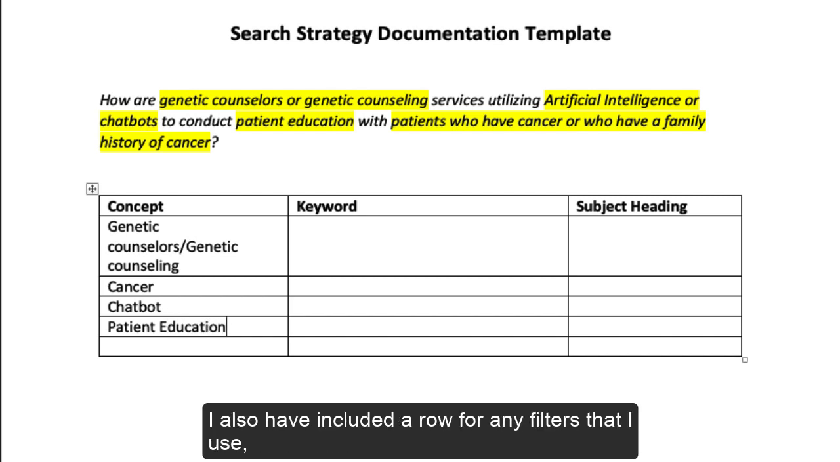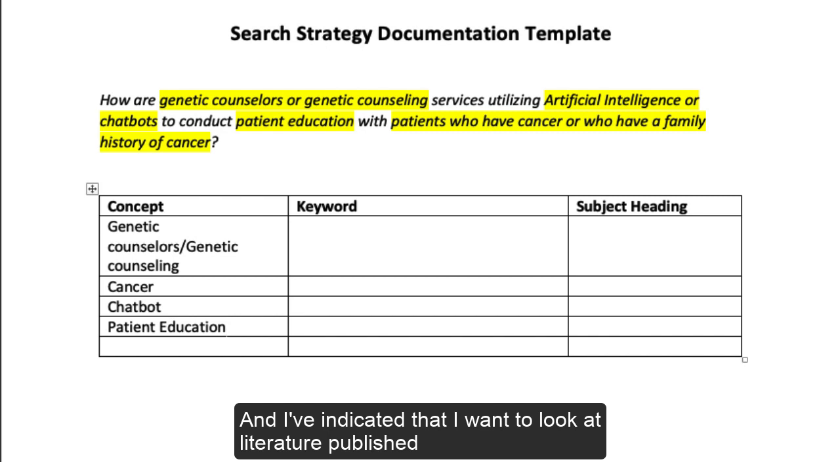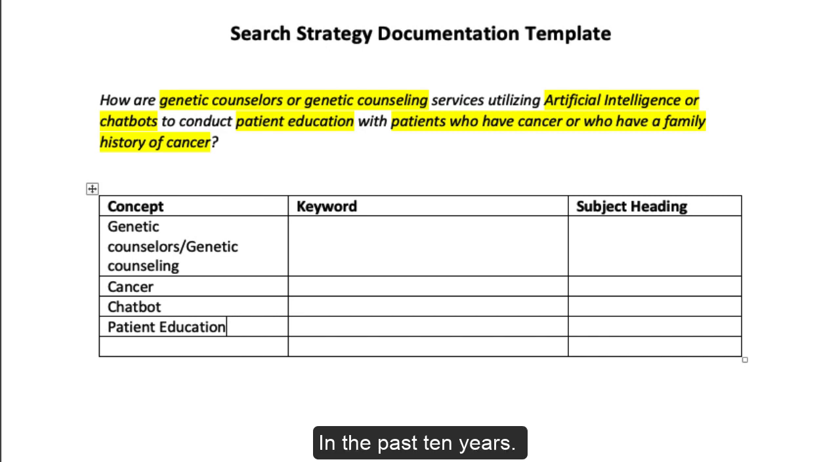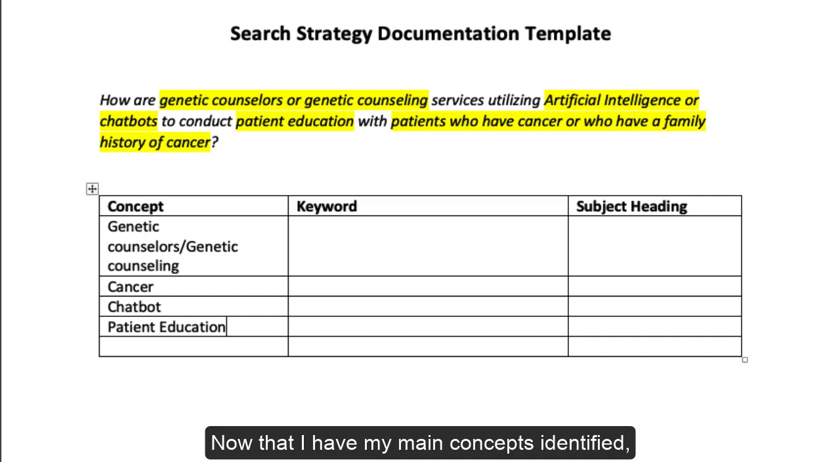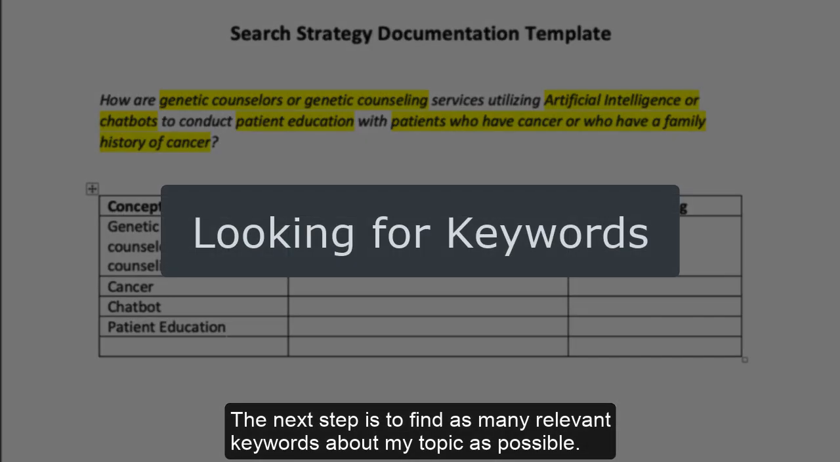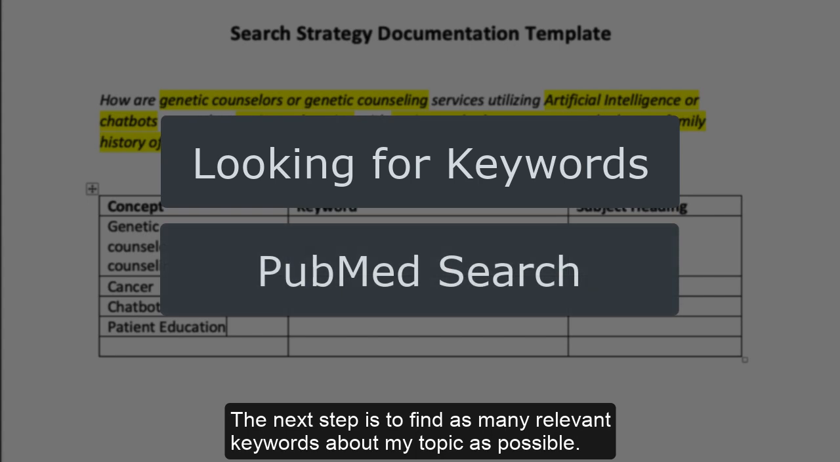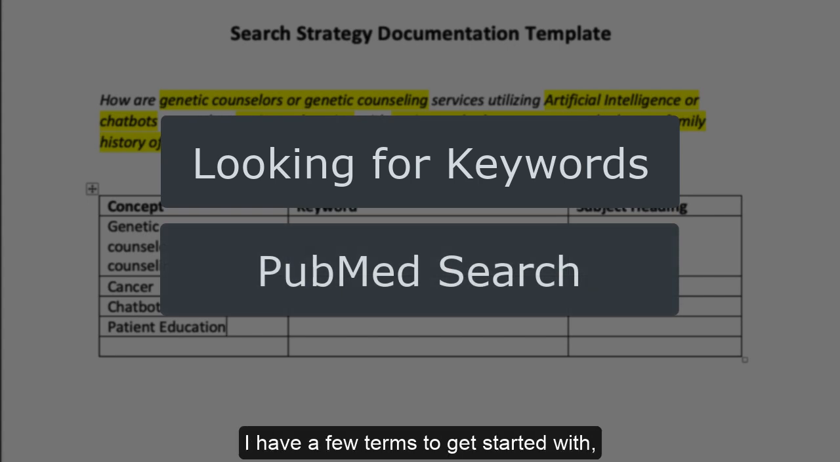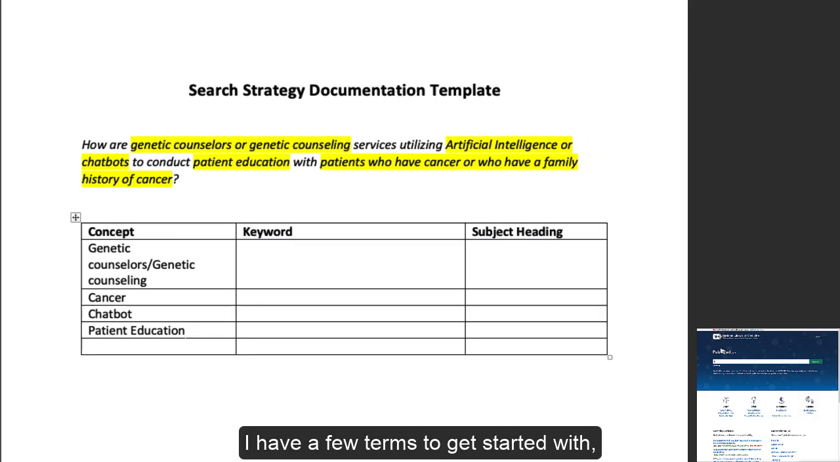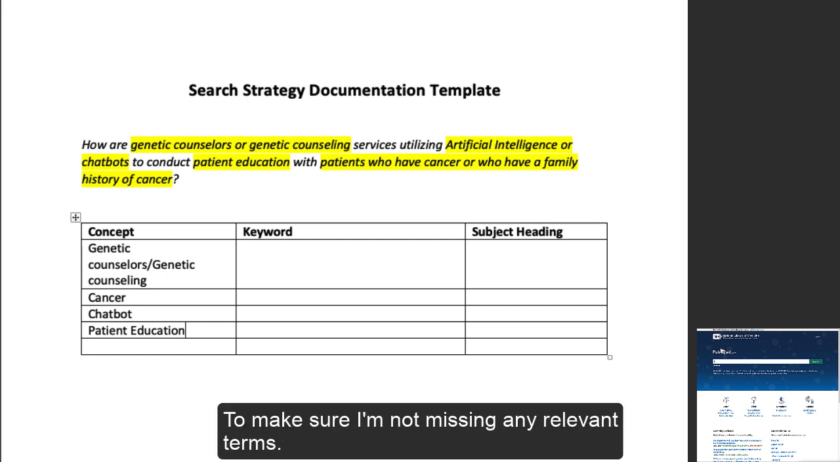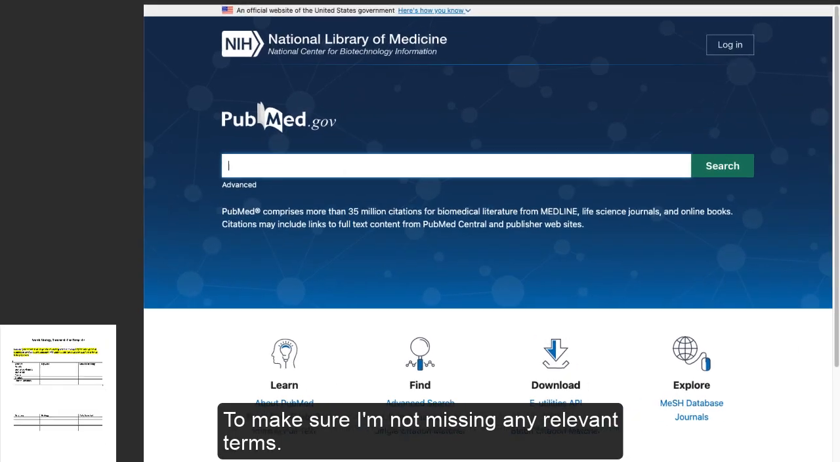I also have included a row for any filters that I use, and I've indicated that I want to look at literature published in the past 10 years. Now that I have my main concepts identified, the next step is to find as many relevant keywords about my topic as possible. I have a few terms to get started with, but there are some resources that I can use to make sure I'm not missing any relevant terms.